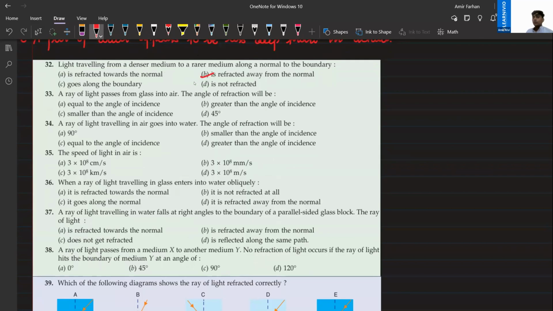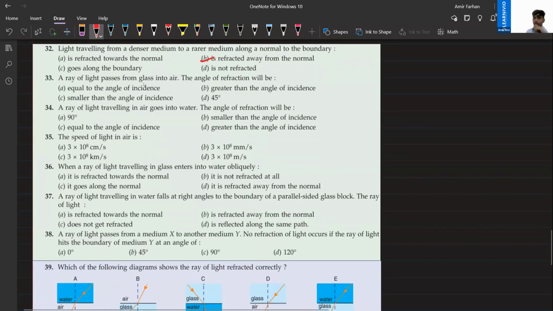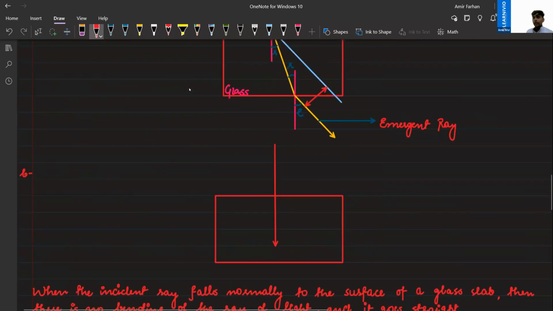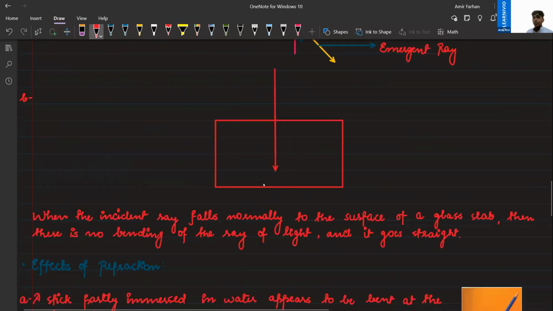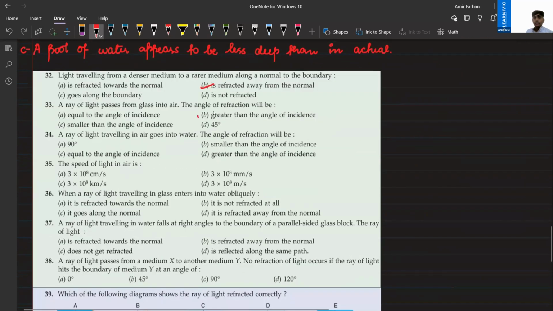Okay. Next one is a ray of light passes from glass to air. The angle of refraction will be more than the angle of incidence because the light ray will go away from the normal. See this thing, I've written the angle of refraction is more than the angle of incidence because light is going from denser to rarer. So option B would be there.